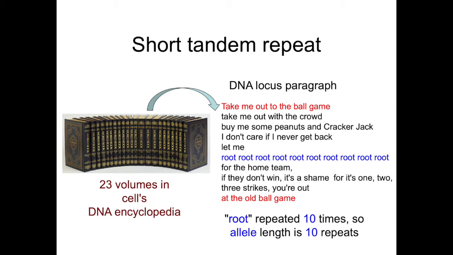Everything's amplified in between, and in the middle we see, let me root. How many times is the word root repeated here? 10 times. So the allele variant is 10. If it were repeated 8 times, the allele would be 8. Repeated 15 times, it'd be 15. And the more repeats, the longer the molecule. And so that's what a short tandem repeat allele is.